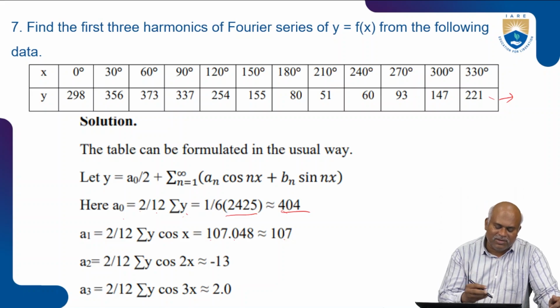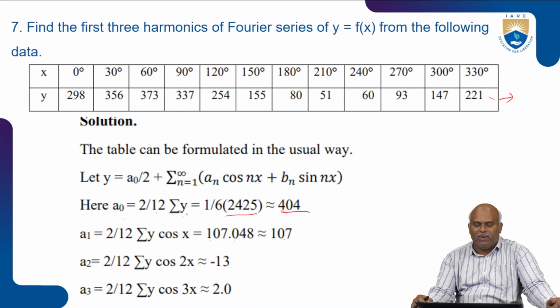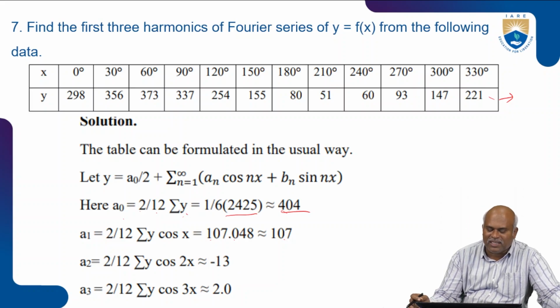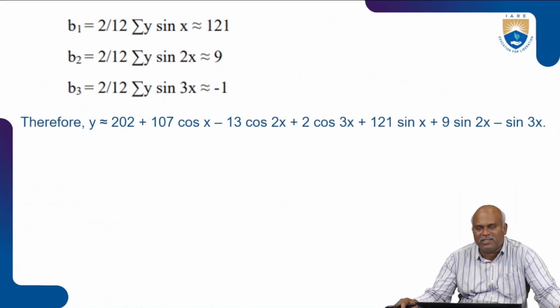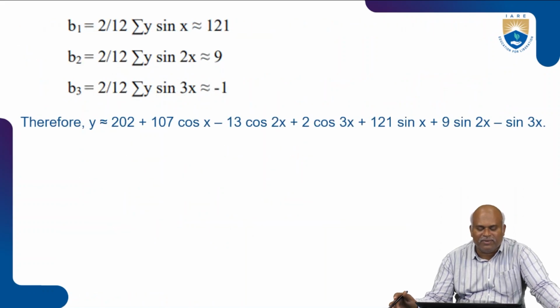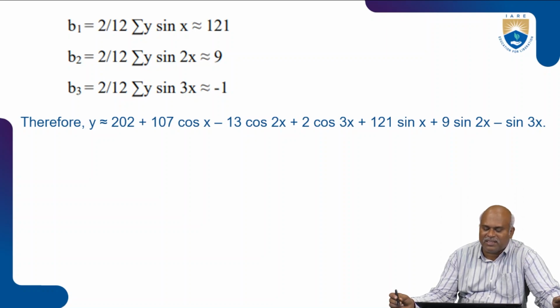So a2 also same like that, 2 by 12 summation of y cos 2x. a3 will be similar, 2 by 12 summation of y cos 3x, and we write the value directly: minus 1.3, and 2.0 for a3. Then b1 is equal to 2 by 12 summation of y sin x equal to 127. b2 is represented as 9. b3 is represented as 1.